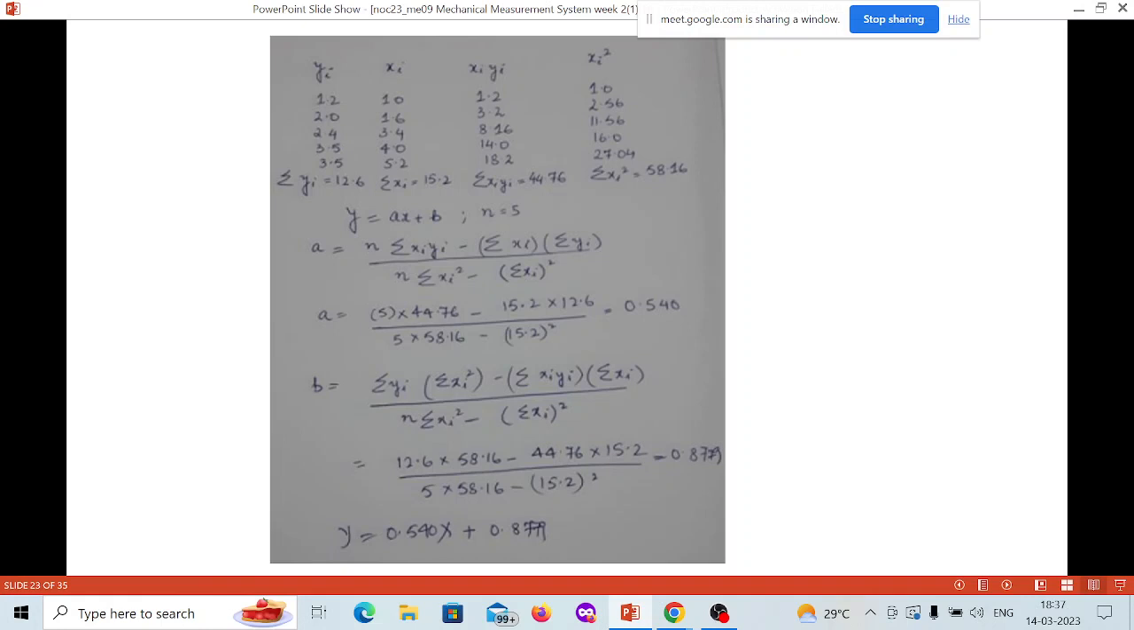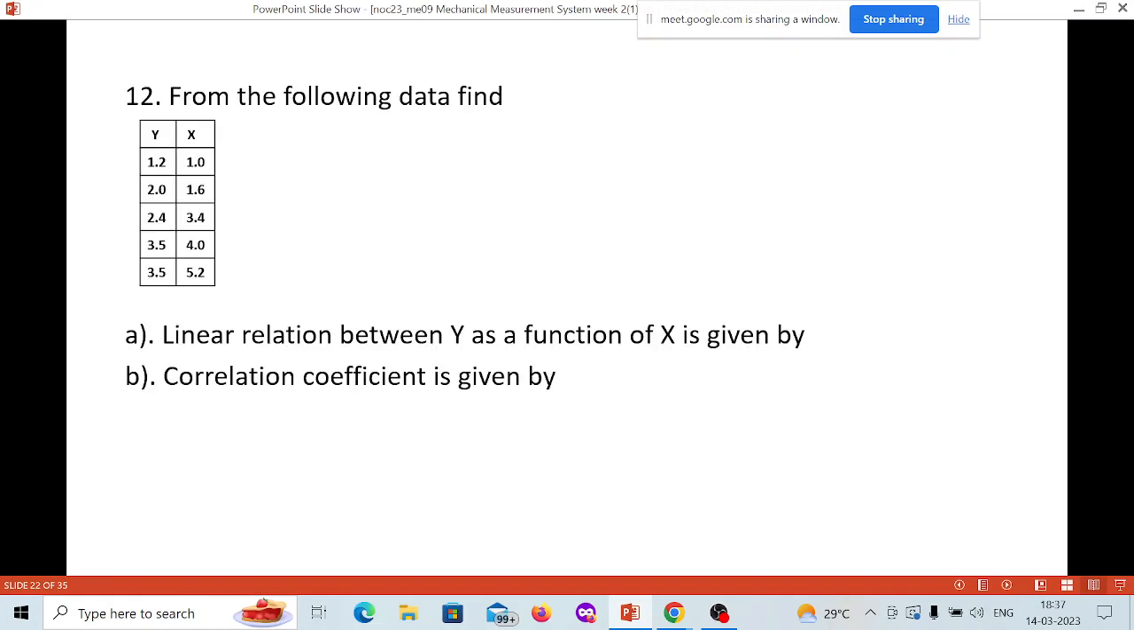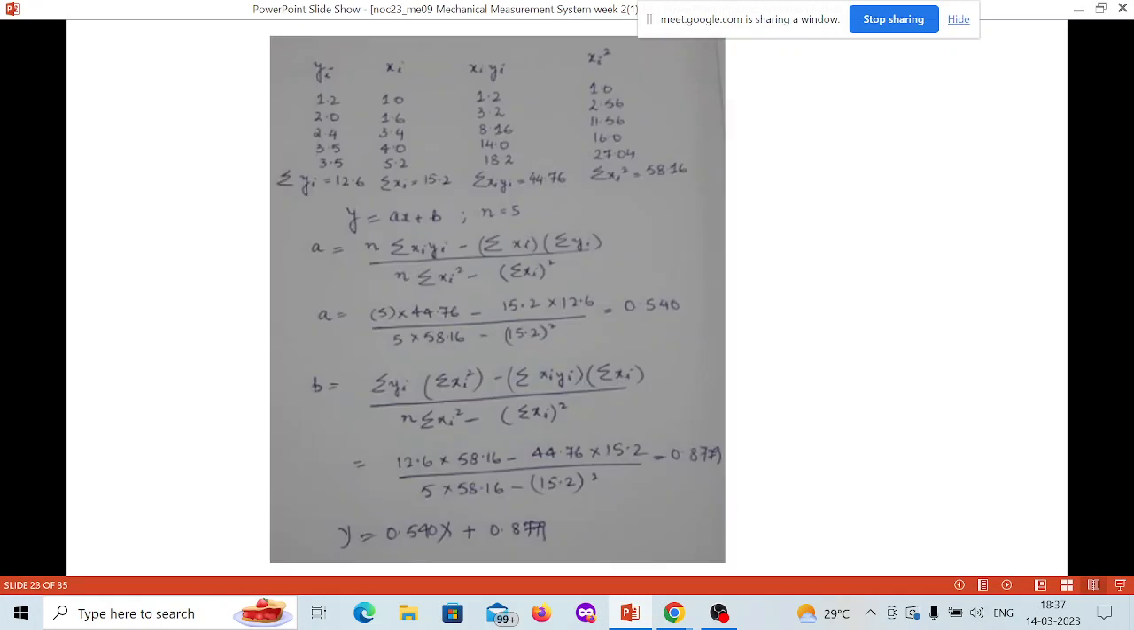You add 1.2, 3.2, 8.16, 14 and 18.2, you get 44.76. Same with the case of xi square. You add up all the 5 values, you get 58.16. Now assuming that y and xi have a linear trend, it's a line defined by y equals ax plus b. You have n equals 5, you have 5 readings, and you are fitting these 5 into a linear line.